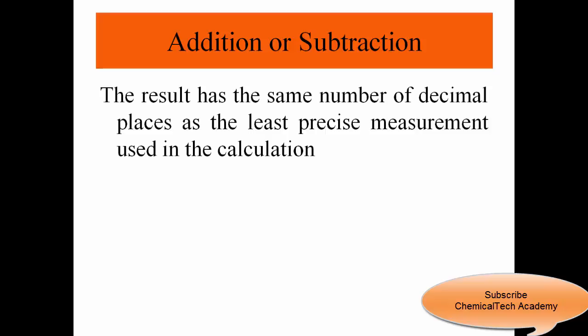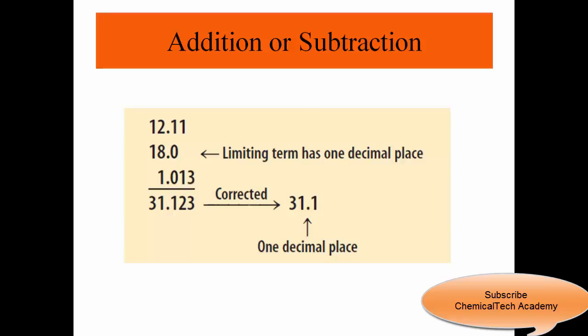So let's see how we can apply the significant figures rule in addition or subtraction. It is a little bit different from multiplication and division. The result has the same number of decimal places as the least precise measurement used in the calculation. So let's see how we do it. We have three numbers here, and we need to add them together: 12.11, 18.0, and 1.013.